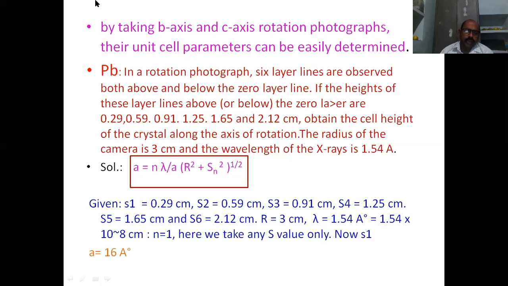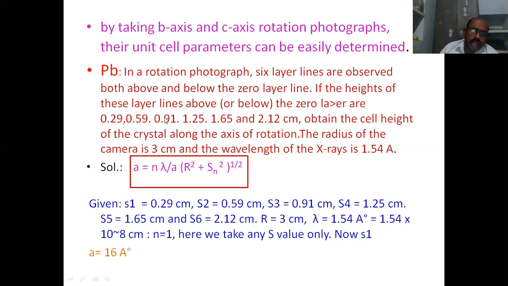So we are taking S1 by substituting these values in the above equation. n is equal to 1, lambda is 1.54 angstrom, R is 3 centimeter, and Sn is equal to 0.29 centimeter. We express the angstrom in terms of centimeters, so that is 1.54 into 10 power minus 8 centimeter. Then by calculating this, we get a is equal to 16 angstroms.